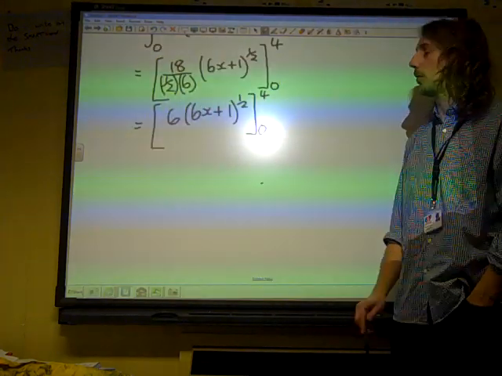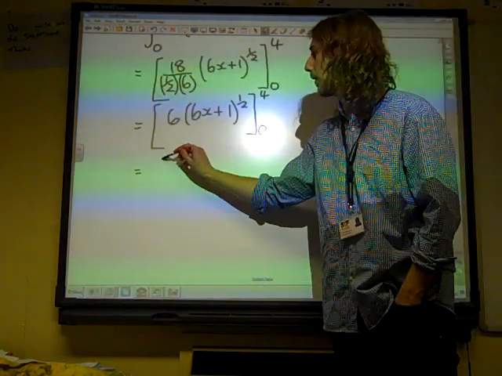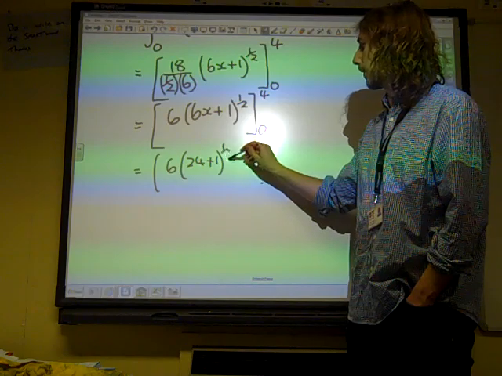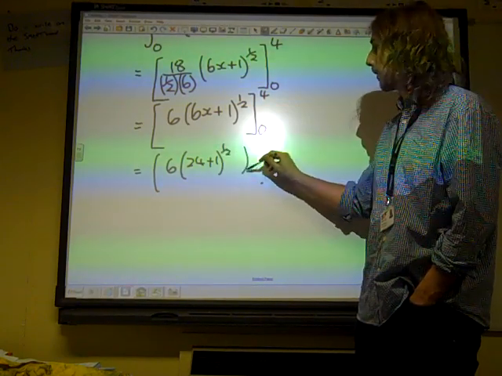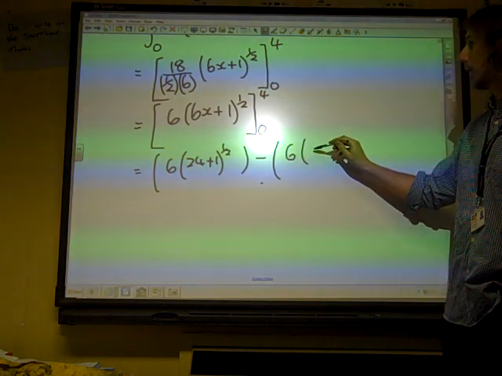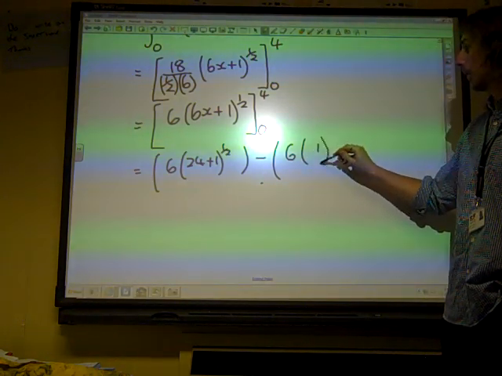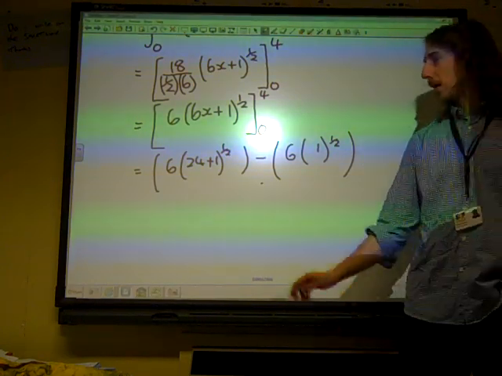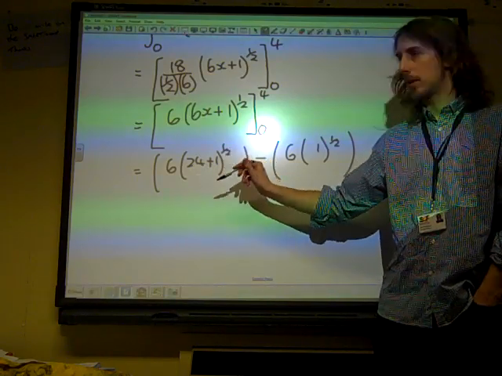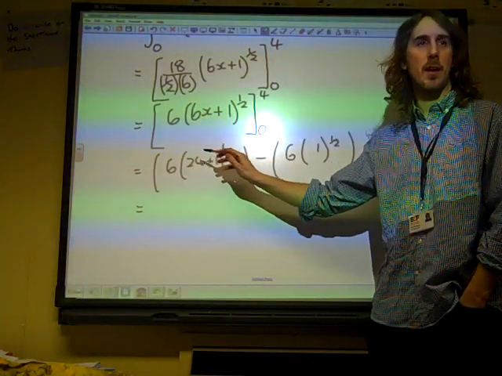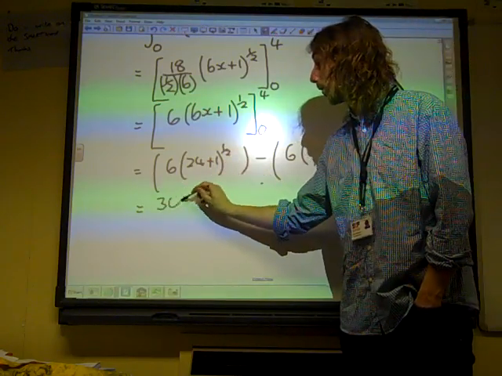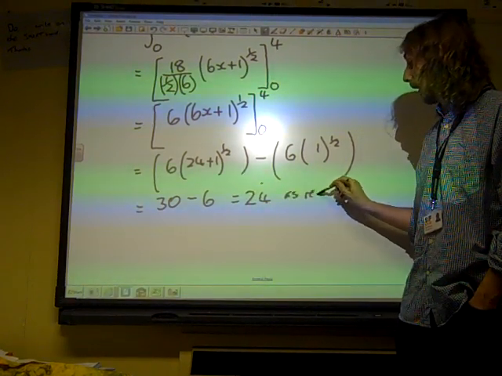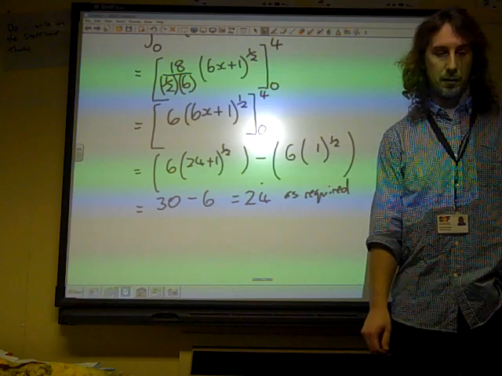Into which we are going to substitute the values 4 and then 0 to give us 6 lots of 24 plus 1 to the half. That feels nice and convenient, doesn't it? Take away 6 lots of 0 plus 1 to the half. You feel like things are going well when you've got 25 to the power of a half appearing. So we've got 6 times root 25, take away 6 times 1, is 24 as required. There we go. Very nice.